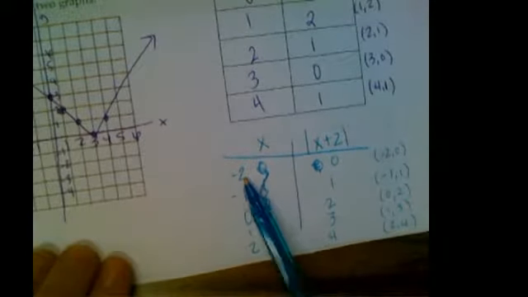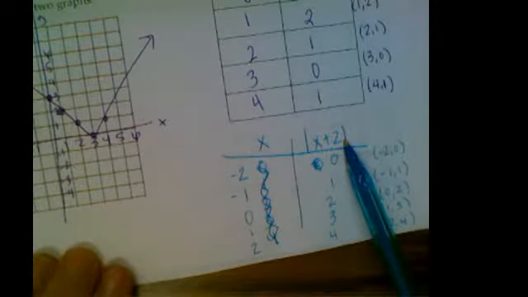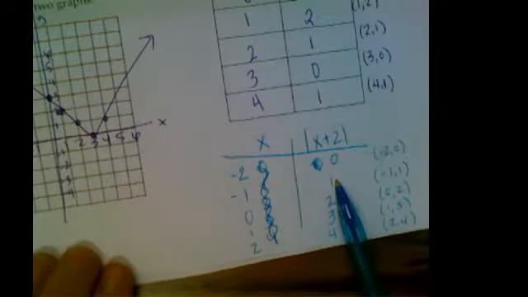Okay, and all I did was plug those in. So -2 plus 2 is 0. Absolute value of 0 is 0. -1 plus 2 is 1. Absolute value of 1 is 1. So that's where I got those.